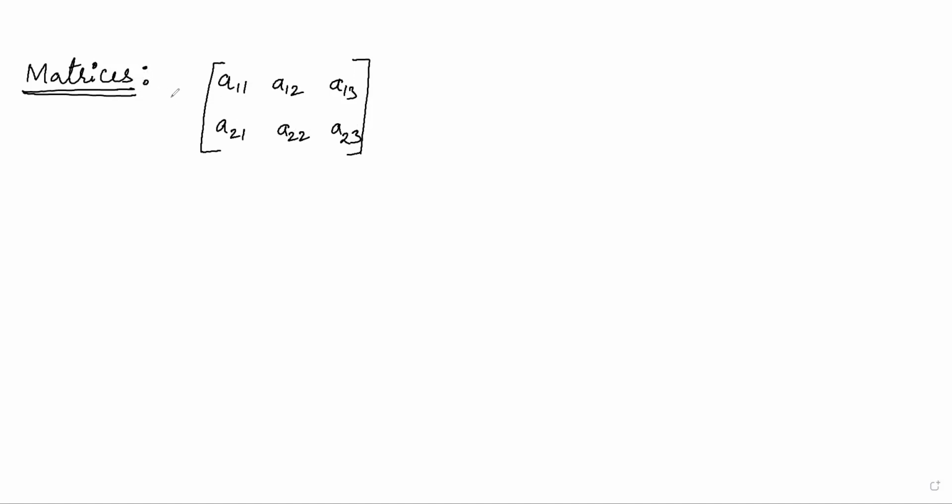Matrices is plural and matrix is singular. Matrix is singular and matrices is the plural of matrix. So you understand, a matrix means a rectangular array of elements.